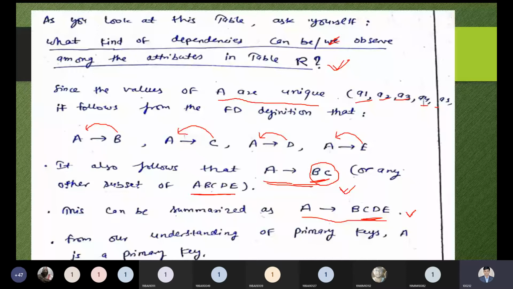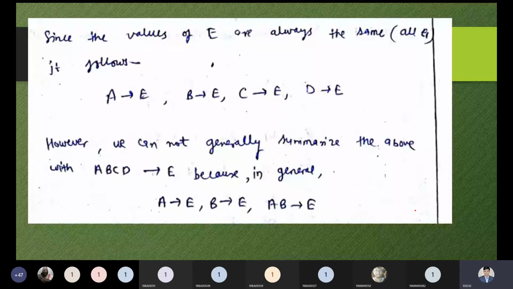So here we need to see how to determine the functional dependency in a relation. So we need to check each and every point. After checking this example, we found that A is an attribute which is the primary key. Since the values of E are always the same, that is all even, all the values which belong to E are duplicates. So we can say E is an attribute which has the same value. So this would be satisfied, there is no problem.